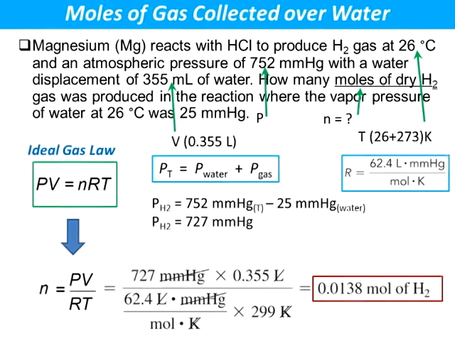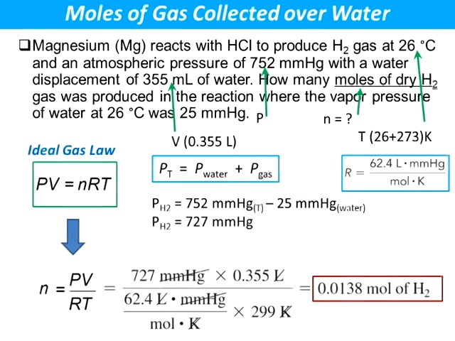It's important to note that when you are carrying out a calculation involving collecting a gas over water, you must consider the vapor pressure of the water. To do this, we note that the total pressure equals the water plus the gas. Therefore, the gas of interest for us is hydrogen. We take the total pressure of 752 millimeters of mercury, and we subtract the 25 millimeters of mercury of water, and we obtain a pressure of 727 millimeters of mercury to carry through in our calculations.